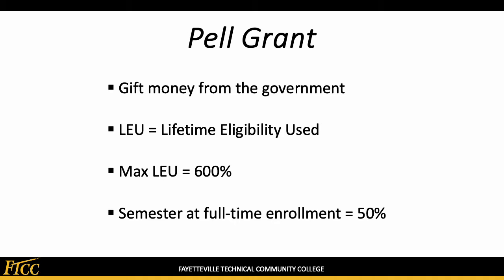There is a lifetime limit on how many semesters a student may receive a Pell Grant. If all Pell Grant eligibility is used for a semester, that is equivalent to 100% Pell Grant usage, and a student is limited to 600% of Pell Grant usage, or the equivalent of 12 full-time semesters in his or her lifetime. Pell Grant eligibility ends when either a student has received a bachelor's degree or has reached 600% of Pell Grant usage.